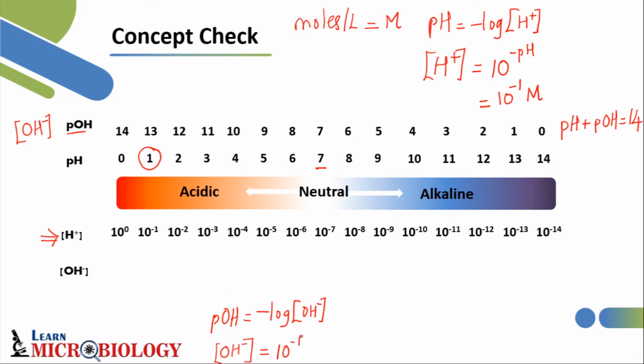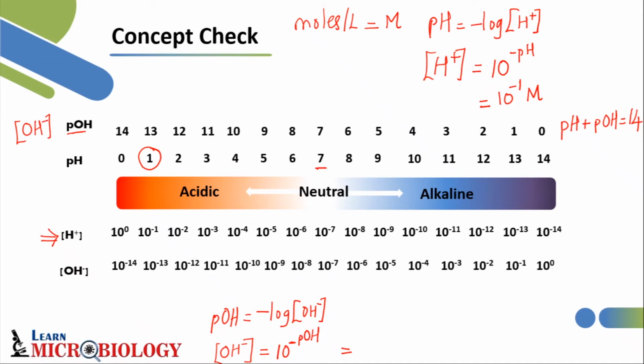So as we know, here pOH is provided, and if you want to find out the OH minus, you have to just substitute the pOH value over here. So in case of pOH 14, what will be the hydroxyl ion concentration? It is going to be 10 raised to minus 14. Using the same formula, you can calculate all these OH minus concentrations.